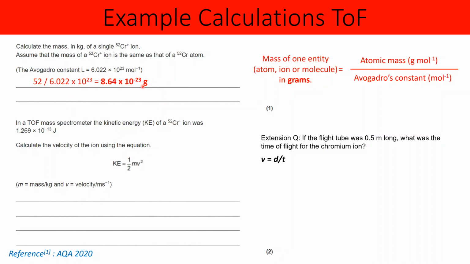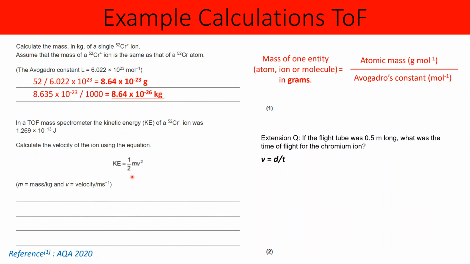But bear in mind, when we divide by Avogadro's number, when we were originally working in grams per mole, our answer is going to come out in grams. And this question, if you read it clearly, asks us to calculate in kilograms. Let's divide by 1000. There you go. Next question. In a time of flight mass spectrometer, the kinetic energy of a chromium ion was this number here. Calculate the velocity using the equation.